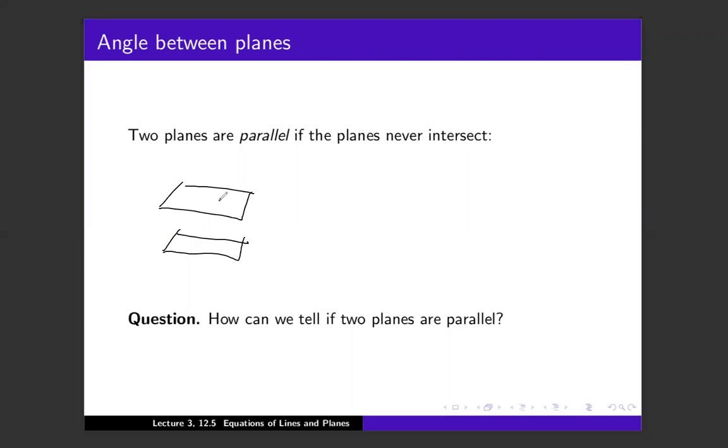But how do we tell if 2 planes are parallel? Well, here's one normal vector. And here's the other normal vector. And what do we notice about the relationship between the 2 normal vectors? If the planes are parallel, that means the normal vectors are also parallel. So the normal vector n1 is going to be parallel to n2. We stare at that for a minute and we realize that makes a certain amount of sense.